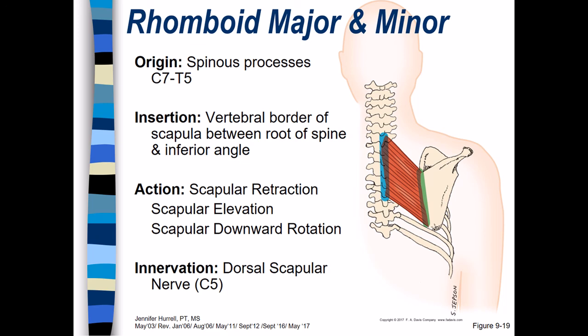In terms of, I'm going the wrong way. So in terms of elevation, depression, we've got more of an upward line of pull. So we're going to get some elevation component from this. And in terms of rotation, if I'm going to take the vertebral border and I'm going to pull it up this way, and that's my pivot point right here, what kind of rotation am I getting? I'm getting downward rotation. Right? So elevation, retraction, downward rotation. Innervation, dorsal scapular nerve, again, that little branch off early from the brachial plexus.